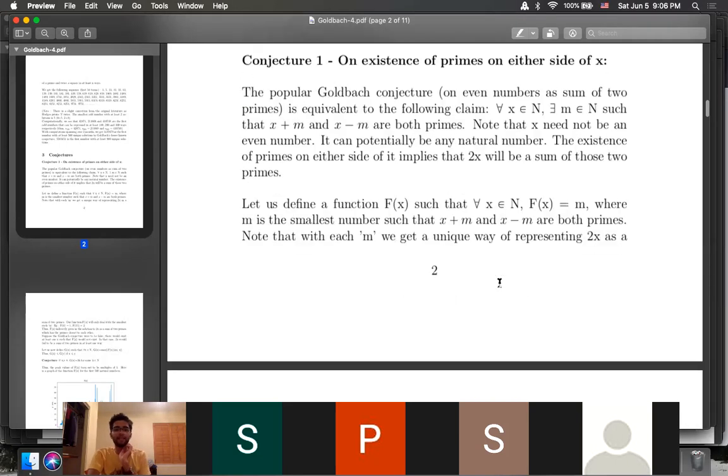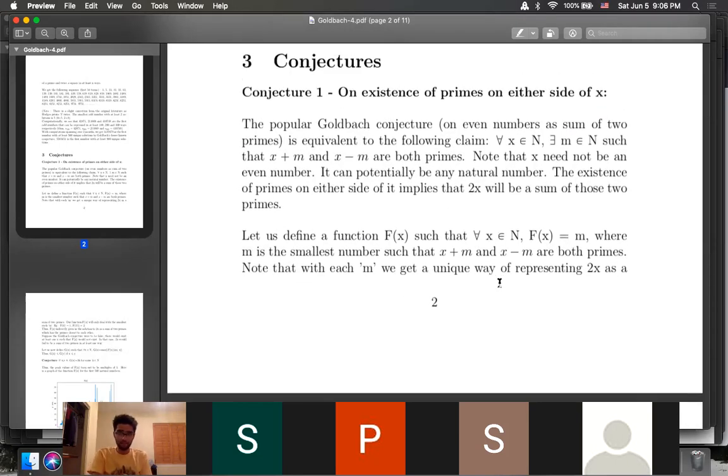Okay, so now let us see what my conjecture is. Let us define a function F of x, a capital F of x. So we are defining a function on natural numbers. I hope all of us are clear with the definition of a function. So we define a function F of x such that for all x belongs to N, that's all natural numbers, this is just a fancy way of saying for all natural numbers, we define F of x to be equal to m, where m is the smallest number such that x plus m and x minus m are both primes.